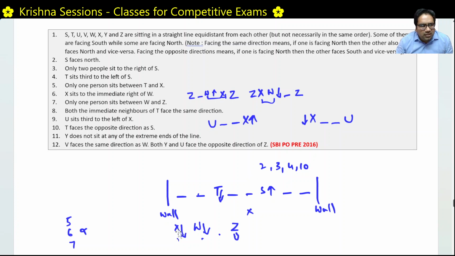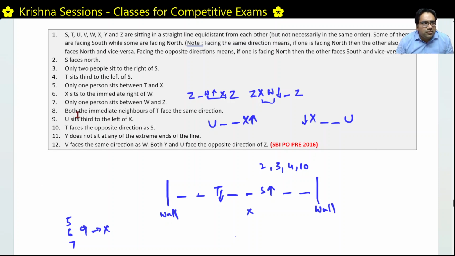X, we had realized there were two slots. This slot is not working. As per condition number 5, only one person sits between T and X. If we take this slot, as per condition number 5, it is not working. So X has to take this slot only. Let's erase this one. This option is clearly not possible. That means X has to be sitting in this slot only. As per conditions 5, 6, 7, and 9, we derived where X is.